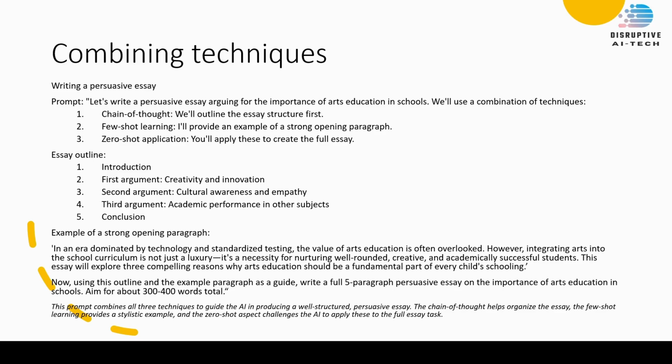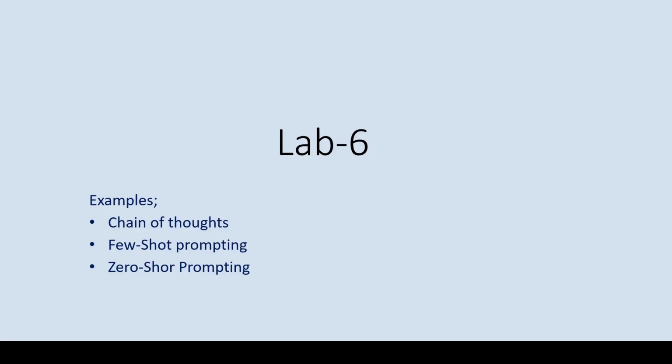So that's it from this session, and let us talk in the lab, and we will see those examples that are related to chain of thought, few shot prompting, zero shot prompting. Sorry, this is zero shot, not short. And we will also see the combination of these three. So till then, goodbye. See you in the lab.